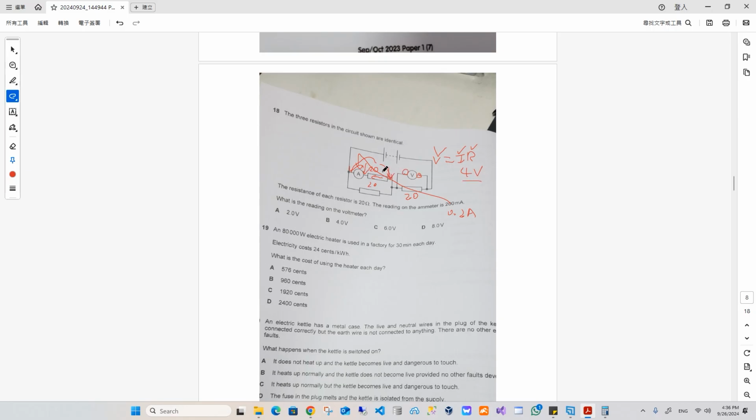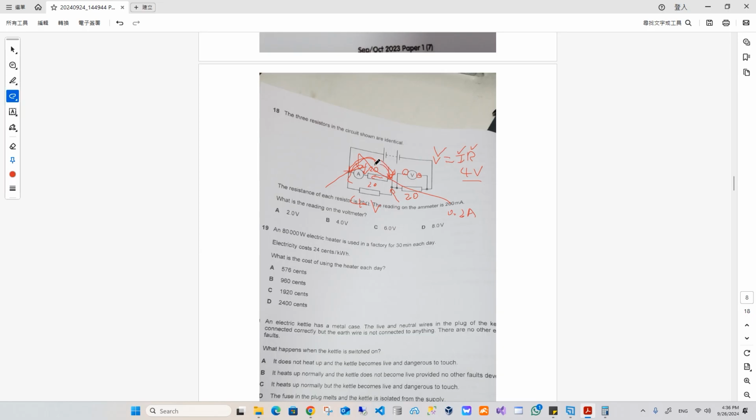4 volt across here. So that means 4 volt across here, so this point and this point is 4 volt, right? So how many volt is here? We can calculate a lot of things, but there is a trick for this.